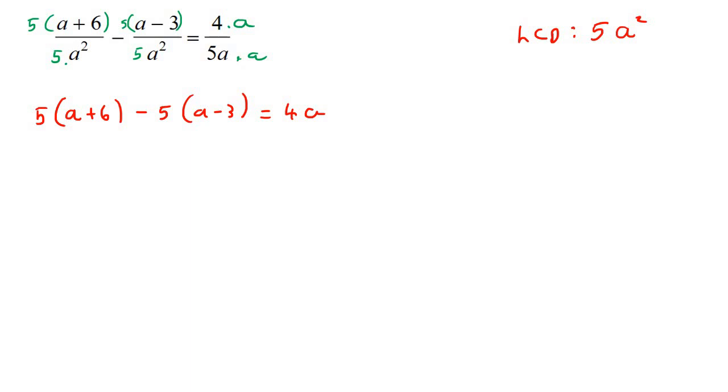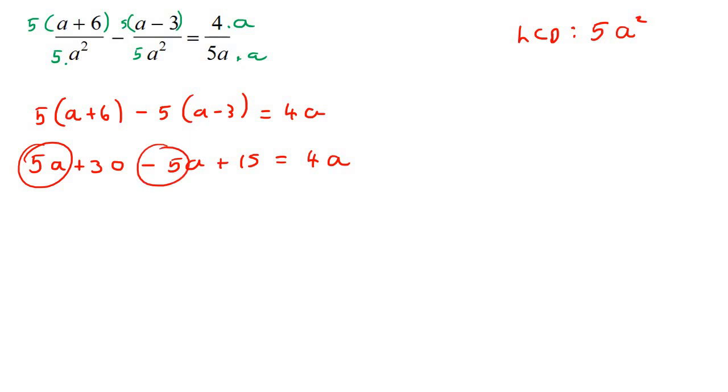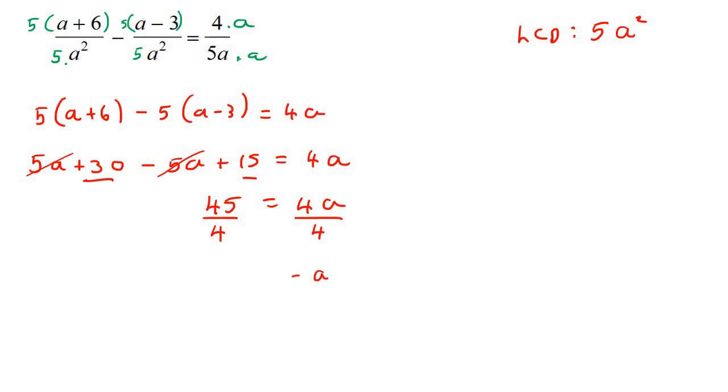And so now I'm going to multiply everything out, so it's going to become 5a plus 30 take away 5a plus 15 equals 4a. Now these 5a's are going to cancel each other out. And then 30 plus 15 is 45. To get a by itself, you would have to divide both sides by 4. And so a will be 45 over 4. It cannot simplify further than that. So there's your answer.